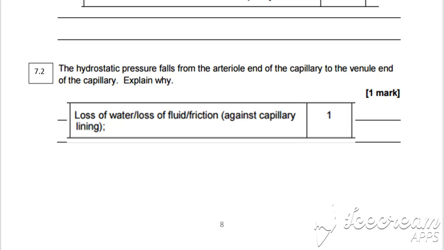7.2, the hydrostatic pressure falls from the arterial end of the capillary to the venal end. Explain why. And this is due to the loss of water or the loss of fluid, or the fact that there is a reduced friction against the capillary lining.